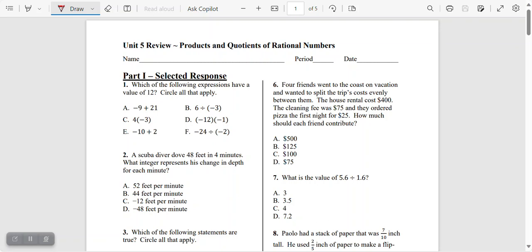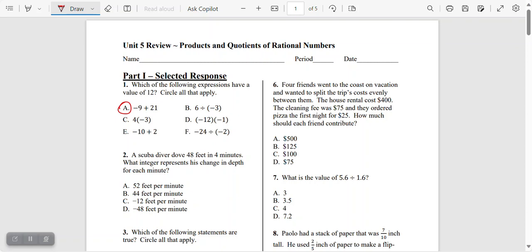Circle all that apply. So in letter A, those numbers have opposite signs. So when we're adding numbers with opposite signs, we're going to subtract in our head. 21 minus 9 is 12, and the answer takes the sign of the bigger number. So letter A works. Letter B, 6 divided by negative 3 is negative 2. That does not work. Letter C, 4 times negative 3 is negative 12. That is not positive 12, so we're not going to circle C.